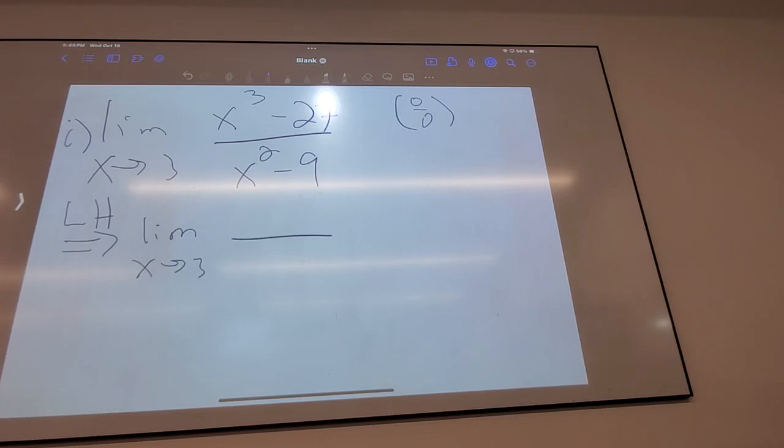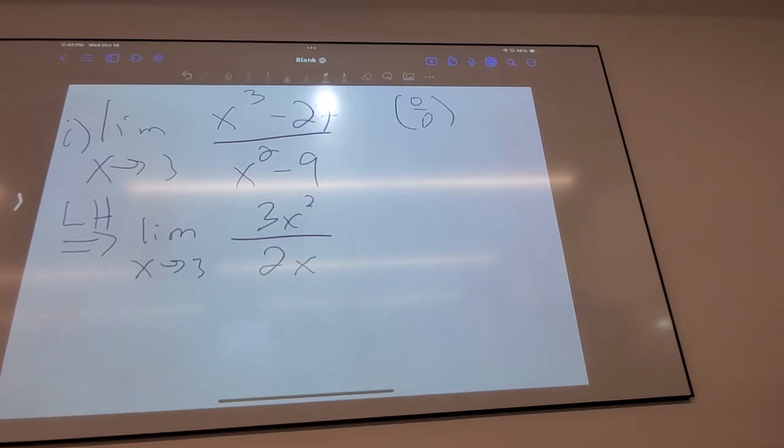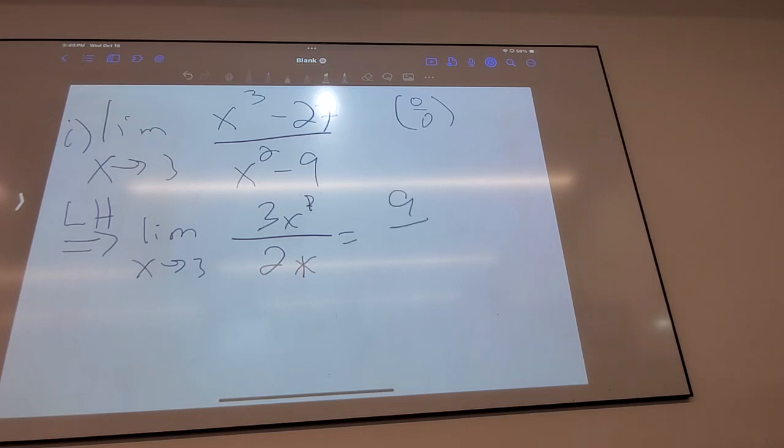What's the derivative of the top? 3x squared. What's the derivative of the bottom? 2x. Do you notice we did not do quotient rule? The whole idea is the derivative of the top divided by the derivative of the bottom. Please, don't do quotient rule. What happens here? You could plug in 3, but I'm gonna cancel an x so I have less to do. Plug a 3 in, what do you get on top? 9. What do you get on the bottom? 2.